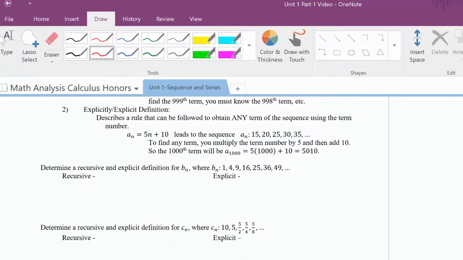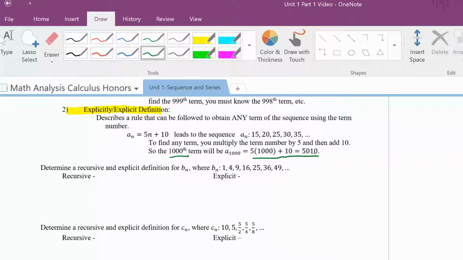You're used to probably seeing the explicit definition, which describes a rule that can be followed to find any term in a sequence. For example, a sub n equals 5n plus 10. All you need to know is the number of the term that you are trying to find. So the 1,000th term, you just put 1,000 in. So now let's look at some examples.